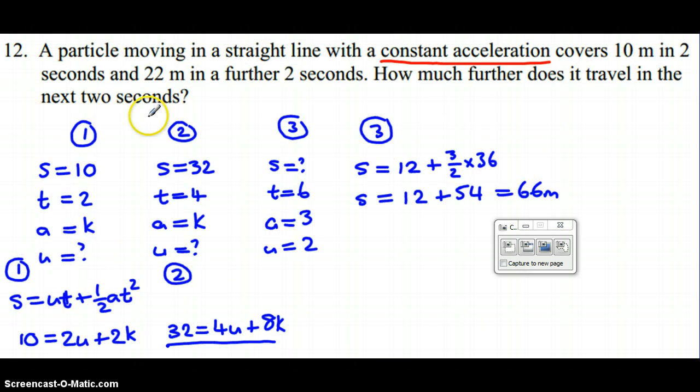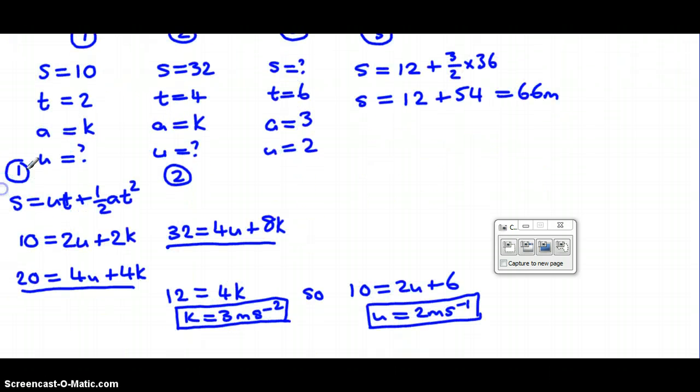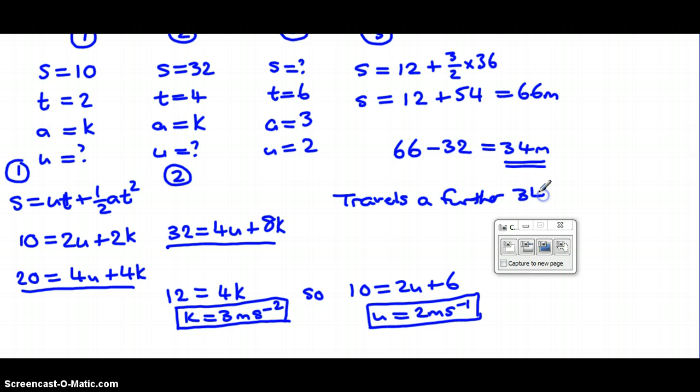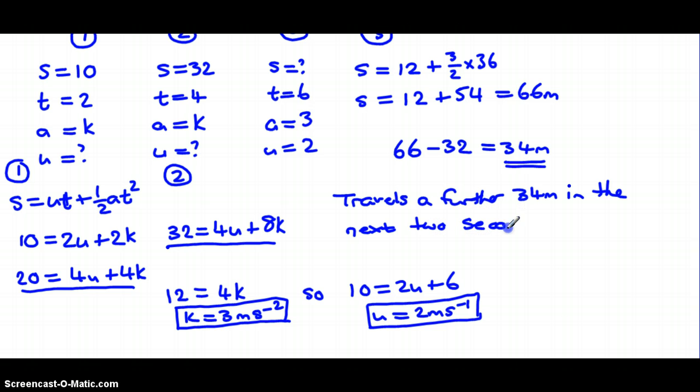Just reminding ourselves of the question, how much further does it travel in the next 2 seconds? Well, that will be its total distance minus how far it travelled in the first 4 seconds, and we end up with 34 meters as our final answer. So it travels a further 34 meters in the next 2 seconds.